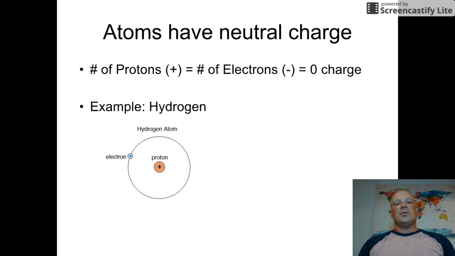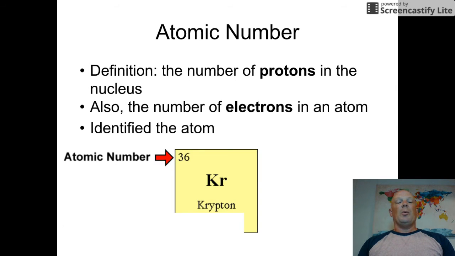An example of this would be hydrogen. We see the picture right there. One proton, one electron, and so they cancel each other out for a zero net charge. There's a neutral charge for all the atoms that we're looking at on the periodic table. When we're looking at each individual block on the table, you'll see a number that's above the symbol.